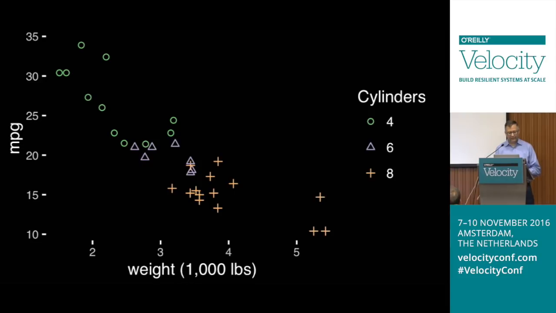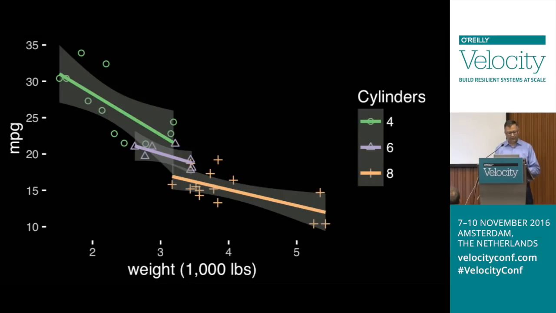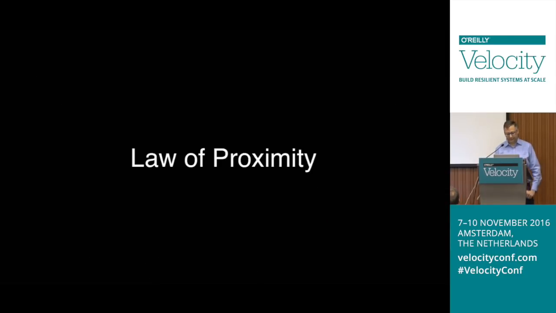And there's no good reason you can't use 2 channels to encode the same information redundantly. In fact, that's often a good choice. And we can even take this a step further. We can add a linear model to each subset of the data, and now we're taking advantage of another Gestalt grouping law by enclosing regions of space.